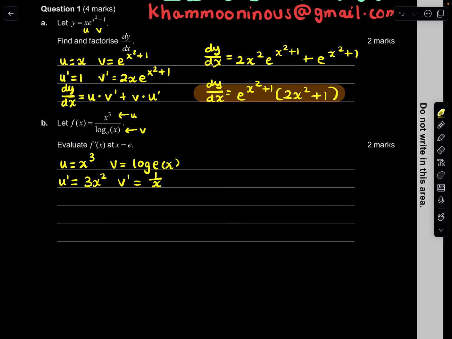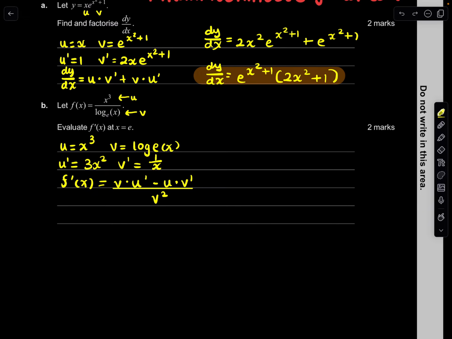And remember the formula for the quotient rule: f dash of x is v times u dash minus u times v dash, all divided by v squared. One of the quickest ways that I remember this is, remember how in the product rule we started by multiplying this plus that? Do the opposite: multiply these first, then put a minus instead of a plus, and multiply these together. And then at the end, just divide by v squared.